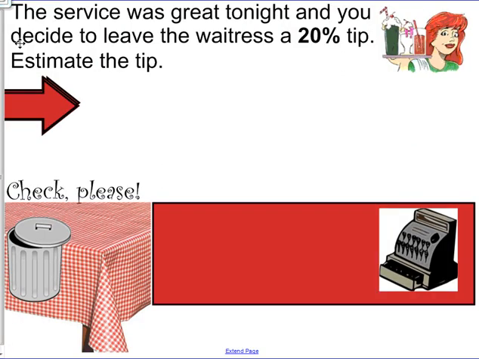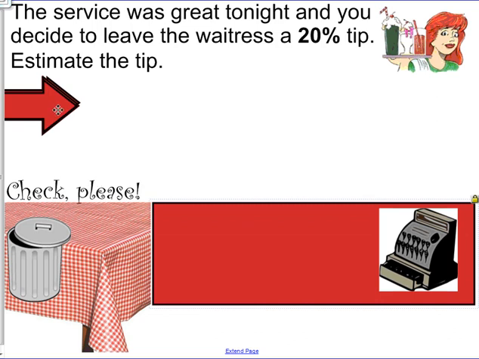Okay, so the next problem that we have is, the service was great tonight, and you decide to leave the waitress a 20% tip. So you want to estimate what the tip is. This is a very, very common thing to run into when you are out to dinner. And I'm sure that you've all done this with your parents or have done it yourself when you've been out with your friends. Okay, you always have to leave a tip. Most tips are between 15 and 20%. Usually if the waitress is really good, you give her 20%.